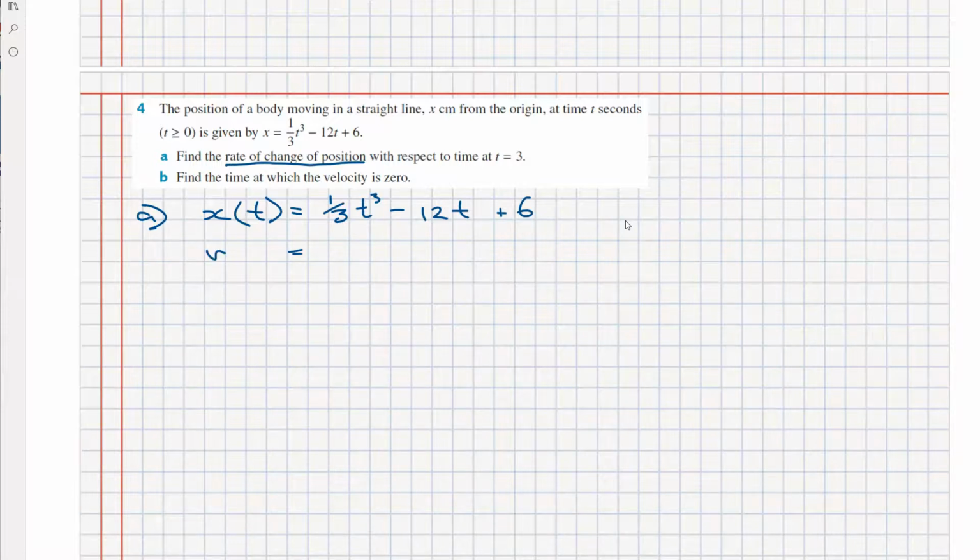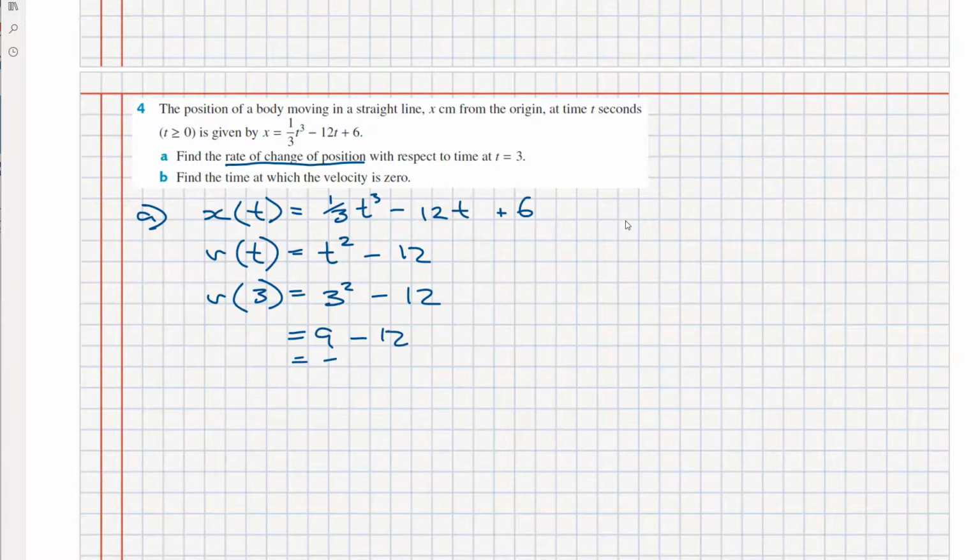So again, going for the first derivative here, we're going to get t squared minus 12. And then we're going to throw in when t is equal to 3, because the question simply asked for the value at 3 here. 9 minus 12. And therefore, the velocity at t equals 3 is equal to minus 3 meters per second. So it's moving 3 meters per second to the left at t equals 3 seconds.